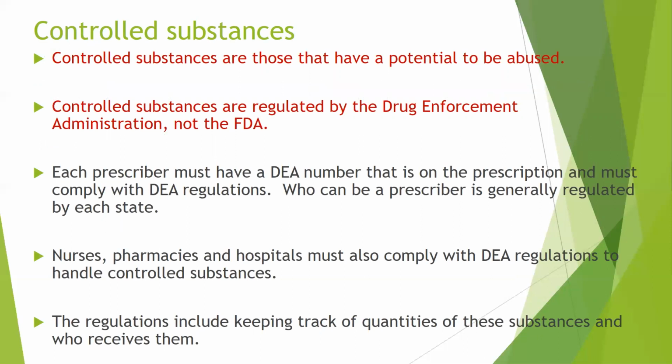In regards to controlled substances, these are those that have a potential to be abused. They are regulated by the DEA, not the FDA. Each prescriber has a DEA number that is on the prescription, and it must comply with the DEA regulations. These prescribers are regulated by each and every state. So it is important to keep track of the quantities of these substances and who receives them. This is especially important these days with the opioid crisis.